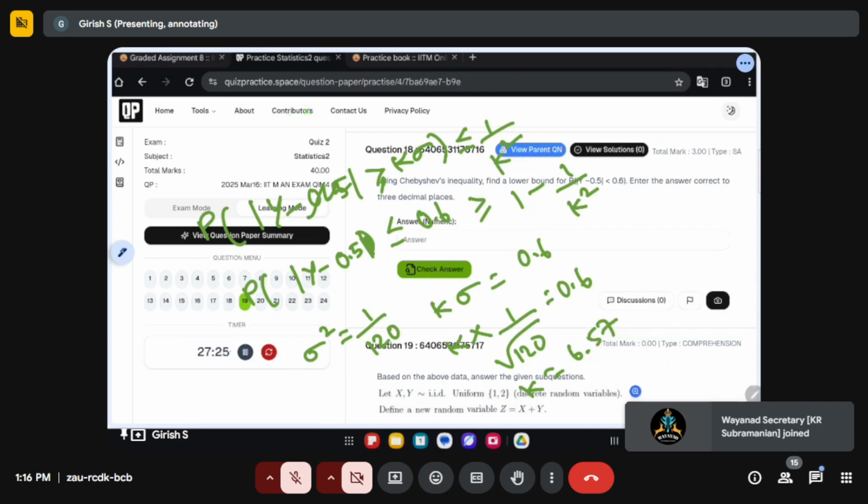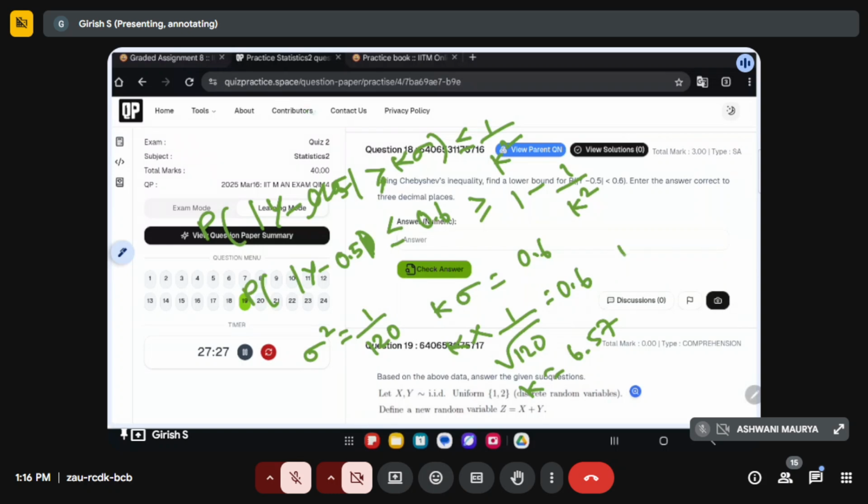Now the lower bound will be 1 minus 1 by k square. What is the k value we found? 6.57 whole square. So 1 minus 1 by 6.57 into 6.57, that is 0.023. This was 1 minus 0.023. I think this should be it, but I'm not completely sure.